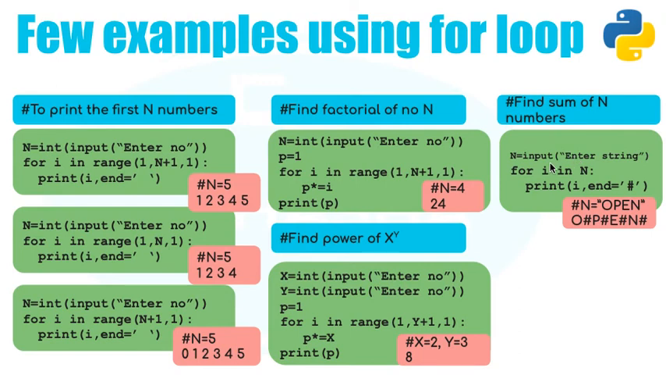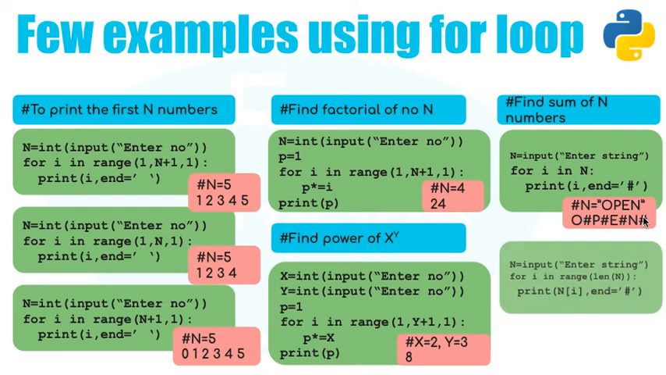Now this is very important. If you notice, I have not used the range function. I can use a range function, but I can directly access, because a string is also an iterable object, and I can access each element of a string one by one. So if n is open, then the first value of I will be O, then the second value of I will be P, then the third value of I will be E, and the fourth value of I will be N, because a string is an iterable object. Therefore, after every character I will see a hash sign, right?